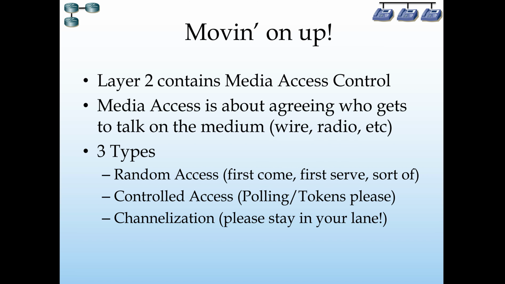You also have controlled access. You could have a polling system where one person asks everyone else, do you have anything to say? That would be a polling system. You could have tokens where you have like a special flower. And if you have the flower, you're allowed to talk. And if you're done talking, you pass the flower to the next person in the circle, and then they can talk. But if they don't want to talk, they can pass the flower on. So that's a token. The token allows you to talk.